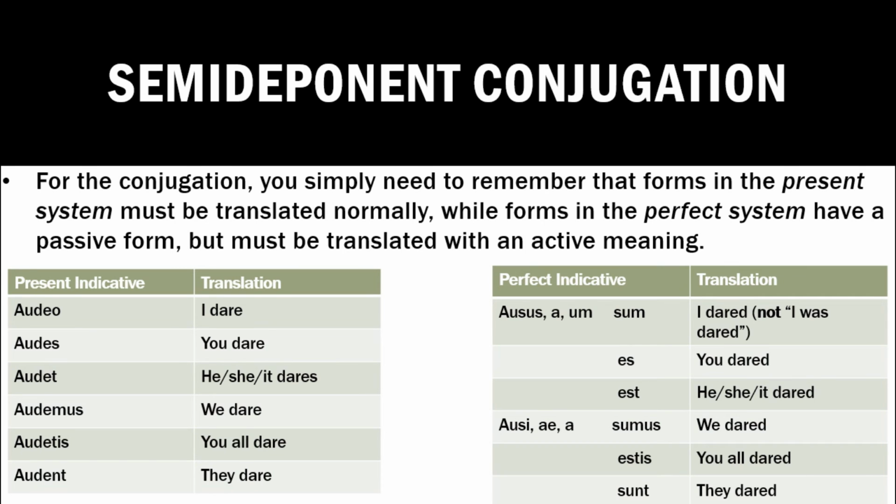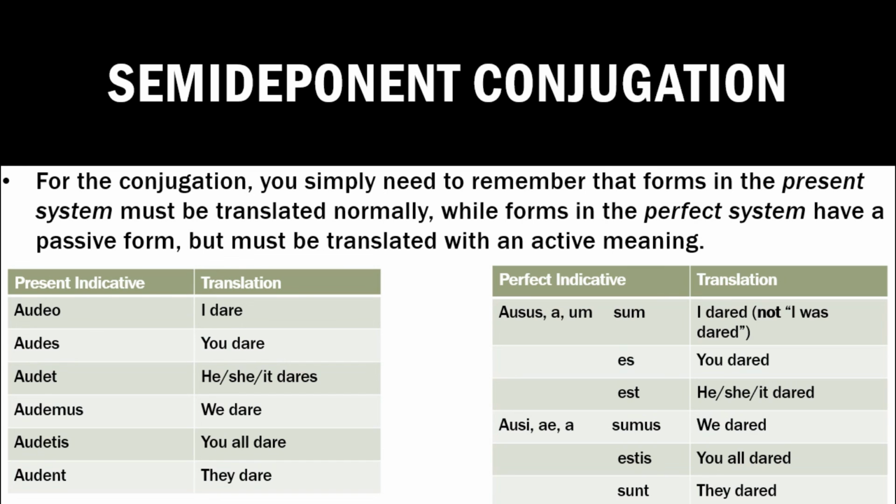Lastly, I will give you an example of how a semideponent conjugation works. Basically it works normally for the present system, while for the perfect system you have to remember that the forms are passive, but you have to translate them with an active meaning. So let's look at the present indicative first. Audeo, audes, audet, audemus, audetis, audent. With this one, no problem, we can translate it literally. I dare, you dare, he dares. We dare, you all dare, they dare.